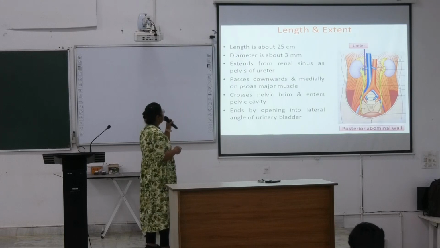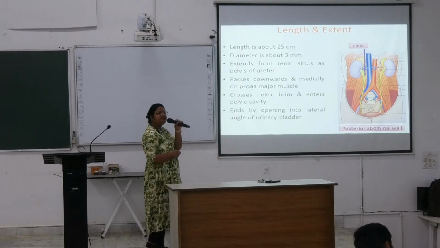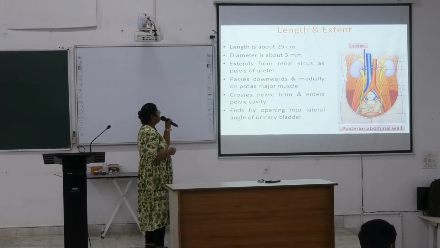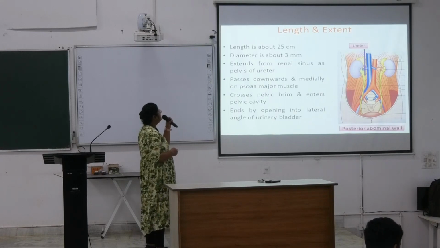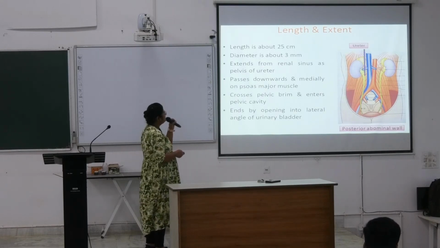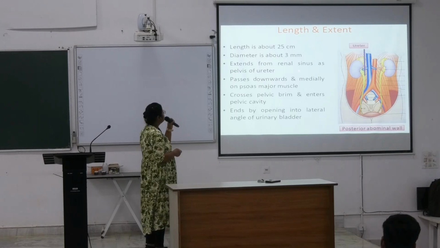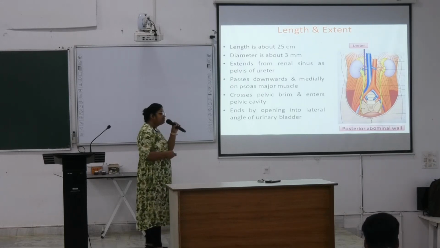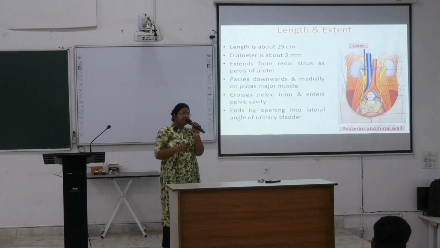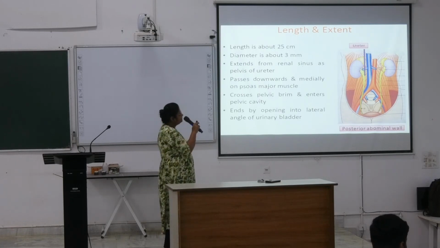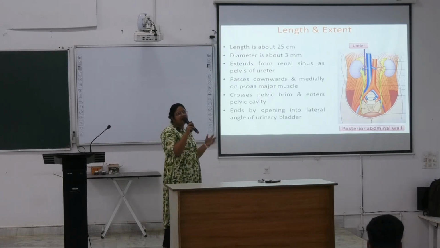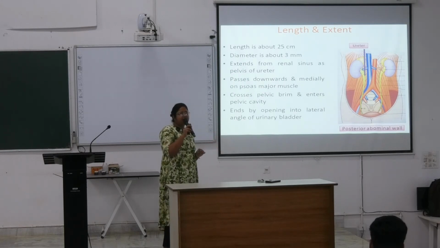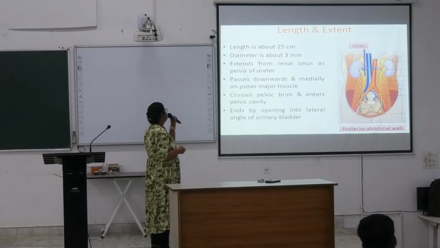Next, length and extent. Length of the ureter is about 25 centimeter. Diameter is about 3 millimeter. Extends from renal sinus. Renal sinus is a space within near the hilum of the kidney, where lies the pelvis of the ureter, renal vessels, different nerves and lymphatics, within the renal sinus.